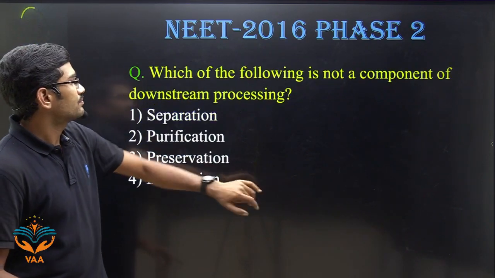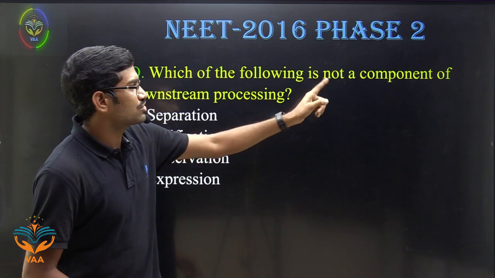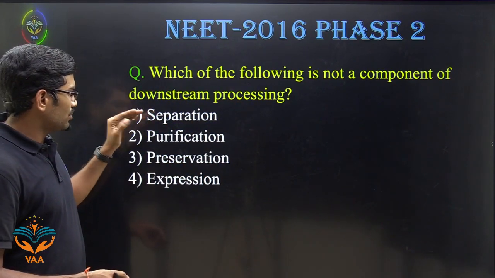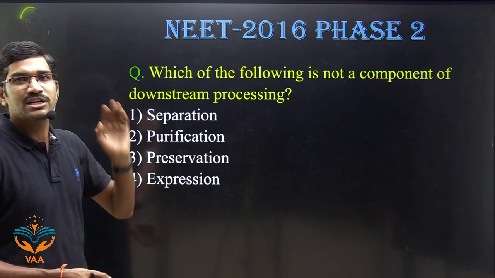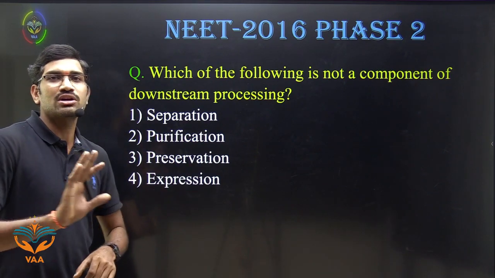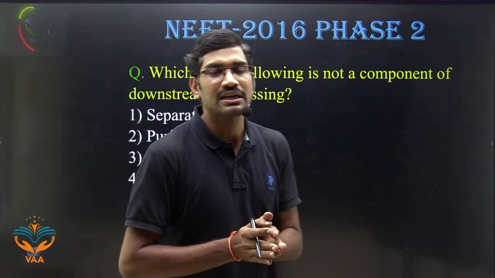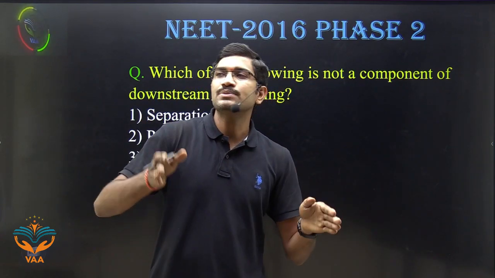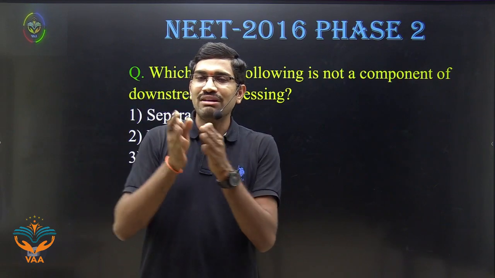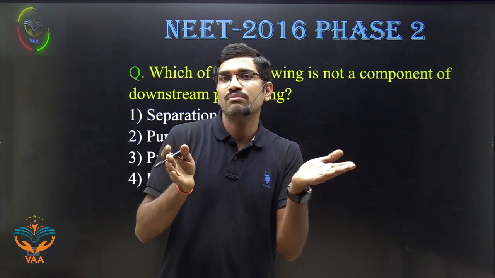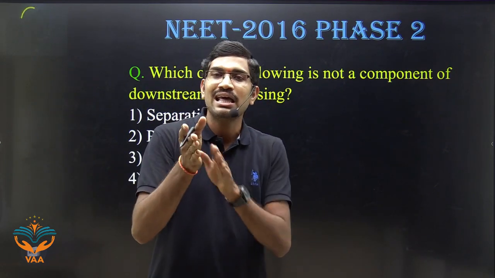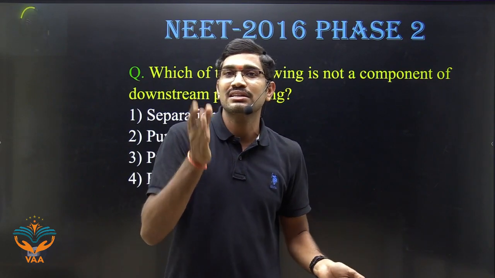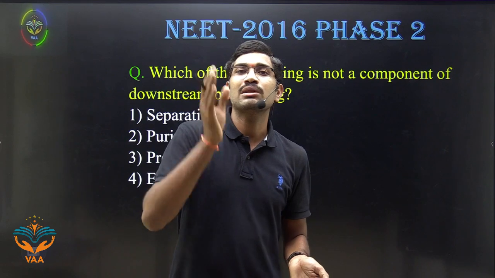Okay. Next one. Which of the following is not a component of downstream processing? See here. Separation, purification, preservation, all these things come under downstream processing. Expression is not under downstream processing. Please remember here, downstream means after, upstream means before. So when we say downstream, there should be something we consider after that. And what is that? Expression of a particular protein.